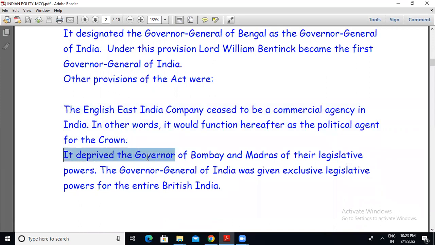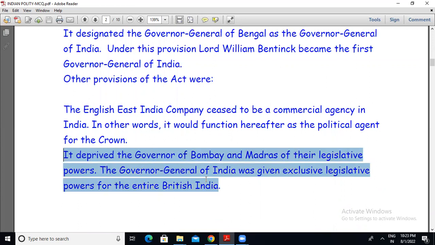It deprived the Governors of Bombay and Madras of their legislative powers. The Governor General of India was given exclusive legislative powers for the entire British India.